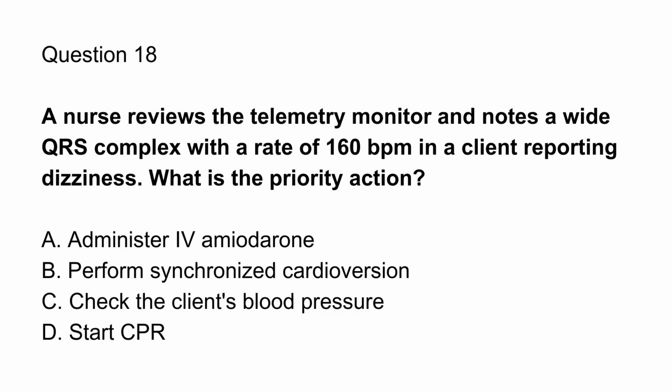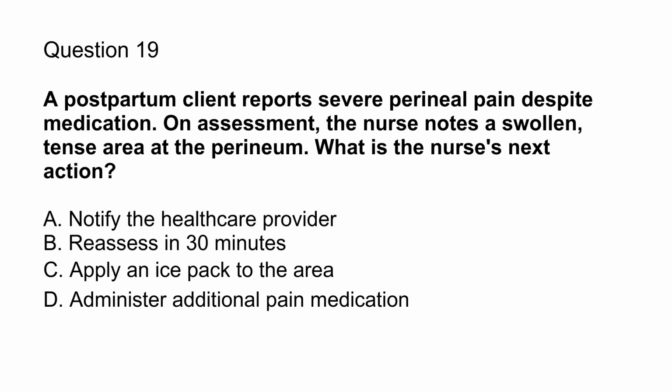18. A nurse reviews the telemetry monitor and notes a wide QRS complex with a rate of 160 bpm in a client reporting dizziness. What is the priority action? A. Administer IV amiodarone. B. Perform synchronized cardioversion. C. Check the client's blood pressure. D. Start CPR.